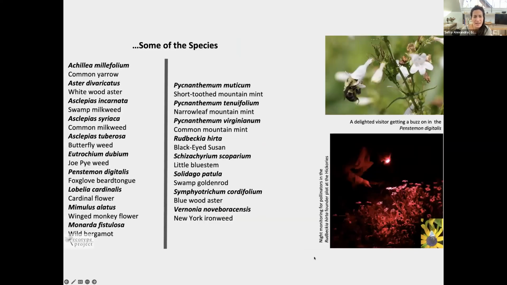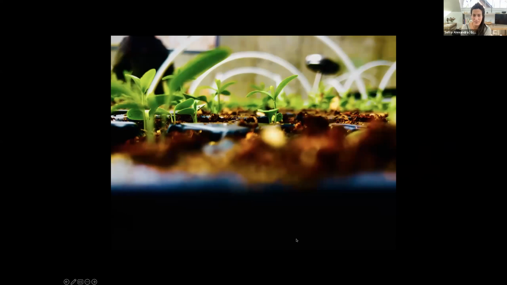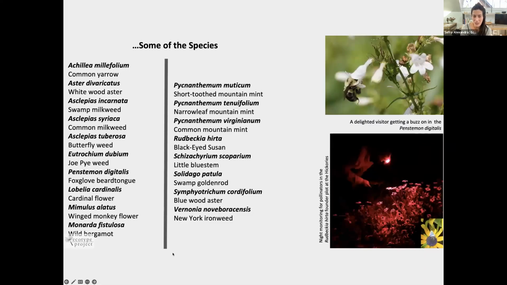You can go to the next slide. Yeah, here we go. So this is just some of the species. Oh, back one. This is just some of the species that we're working with. We have about 27 species now. A few different milkweeds and mountain mints and goldenrods, asters. You can see some of our founder plot farmers looking for night pollinators on the black-eyed Susan.